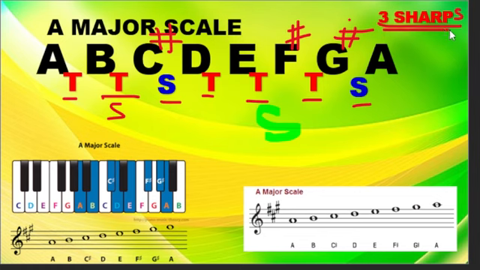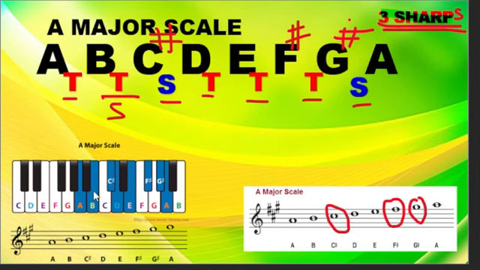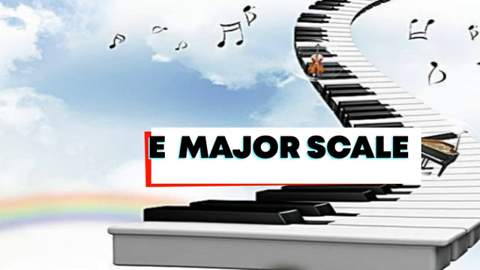A major scale has three sharps. You can see one here, another one here, then another one here. So you can see it here, and here. Okay, then you can see it here. So that's what I'm saying. Then F, then G. That's where we have indicated the sharps. It has three sharps. The next scale that we want to look at is the E major scale.